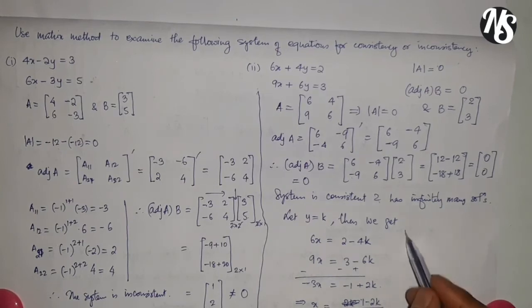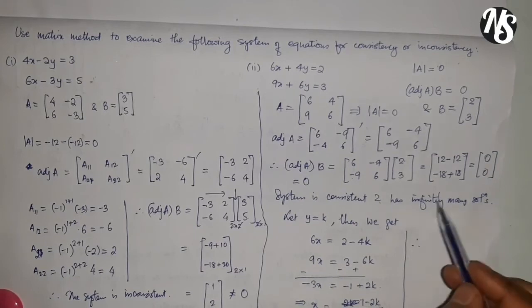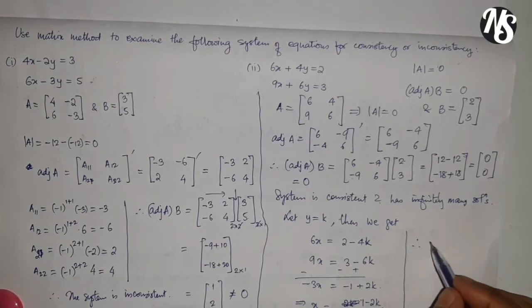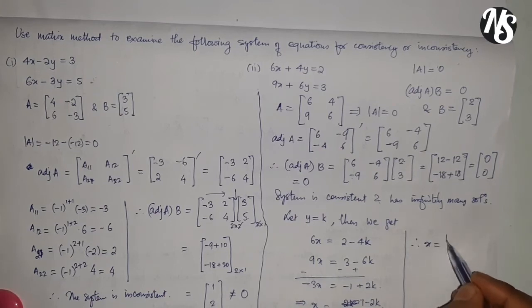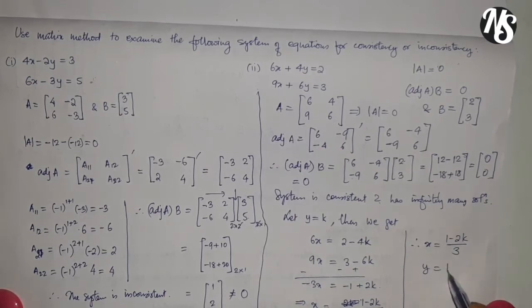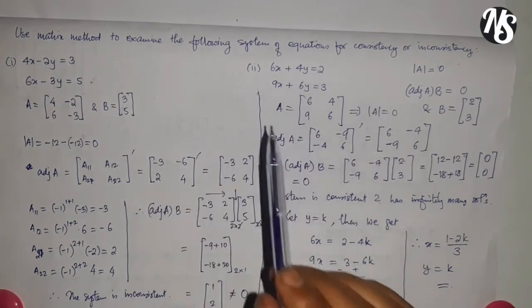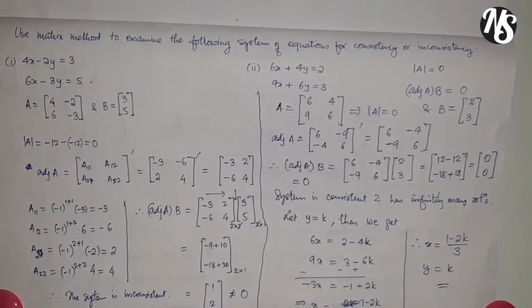Therefore, it has infinitely many solutions, and those infinitely many solutions are x equal to 1 minus 2k by 3 and y equal to k. Now put any value for k, you get your infinitely many solutions. So this is how we solve sums on consistency and inconsistency. You may pause the video and note down the solution.